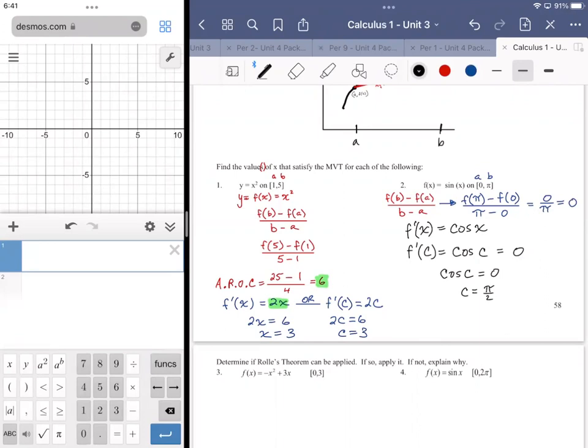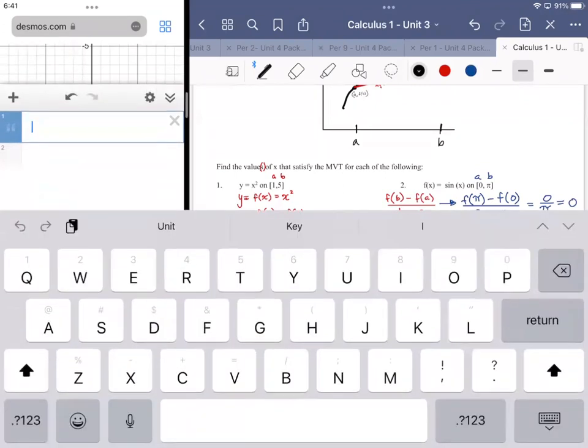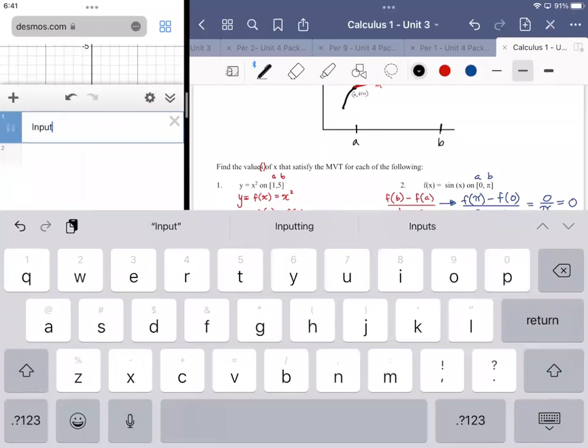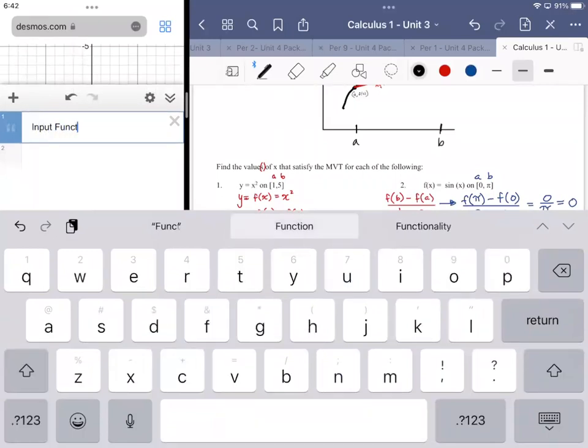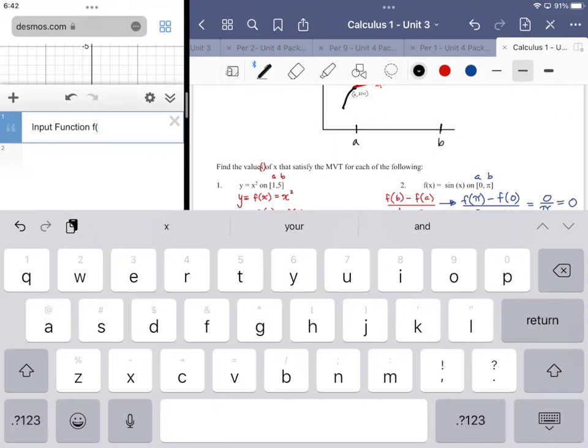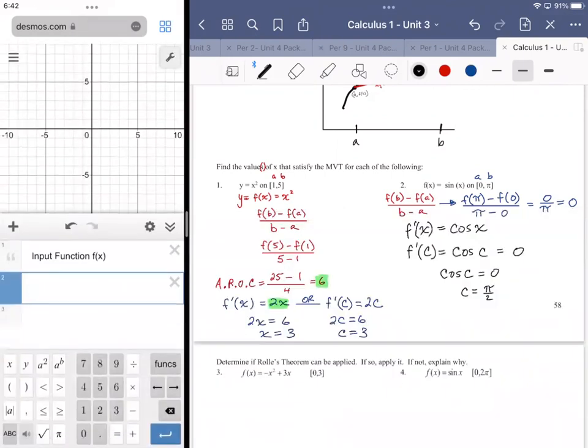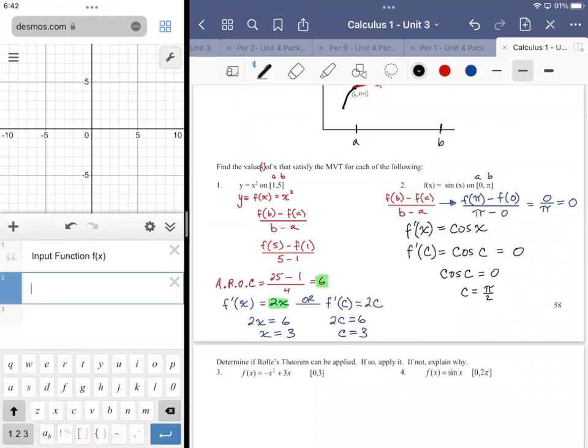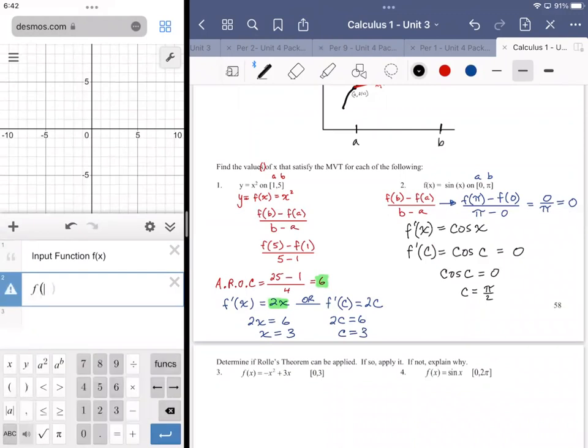So anyway, you know you have some function f of x. So I'll put in a note here, input function. All right, so then I would say f of x, I like to put a function in as a placeholder. So I'll put in f of x. I'll keep it relatively simple. I'll go to the first example, x squared, on the interval that they give us, which is a to b.